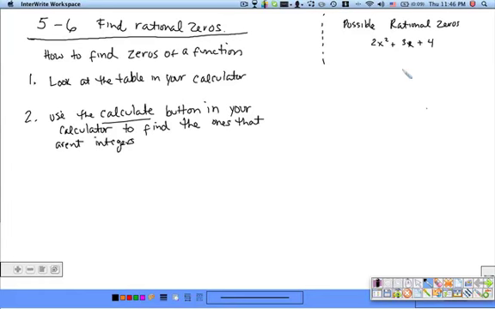Hello again, class. We are back to section 5-6. Last time we talked about this concept right here. Example 1 was about finding possible rational zeros. Let's just do that real quick.